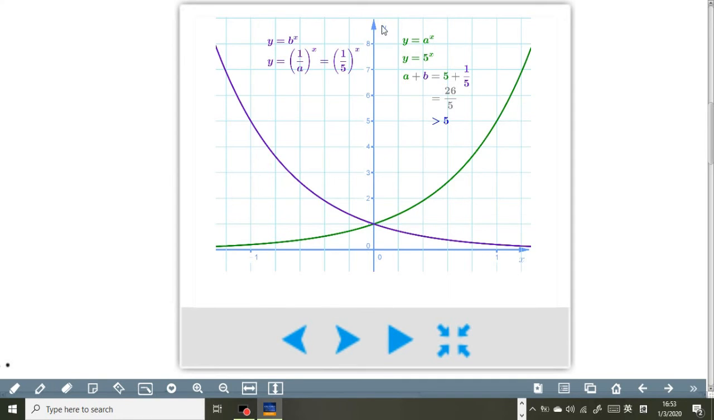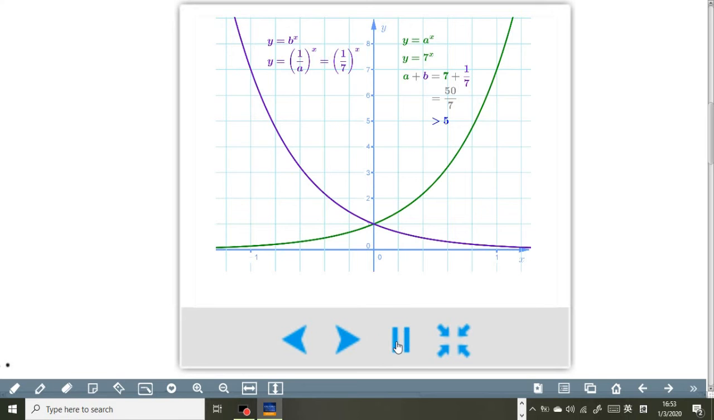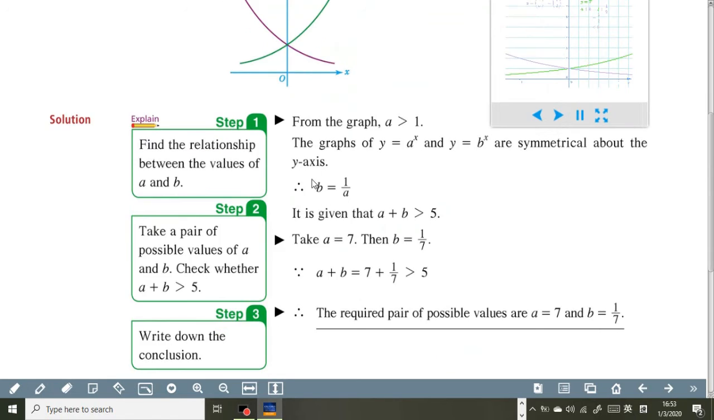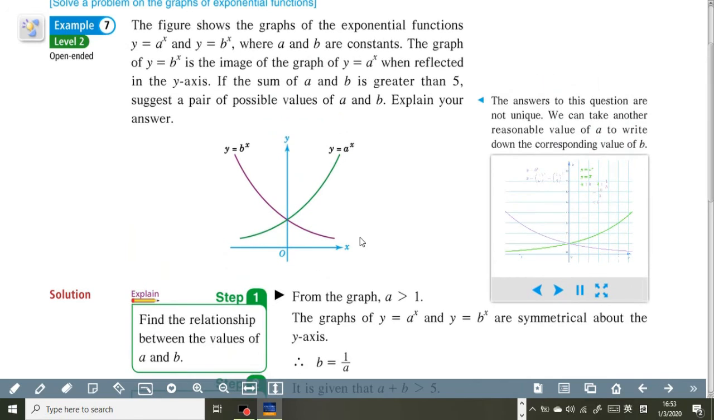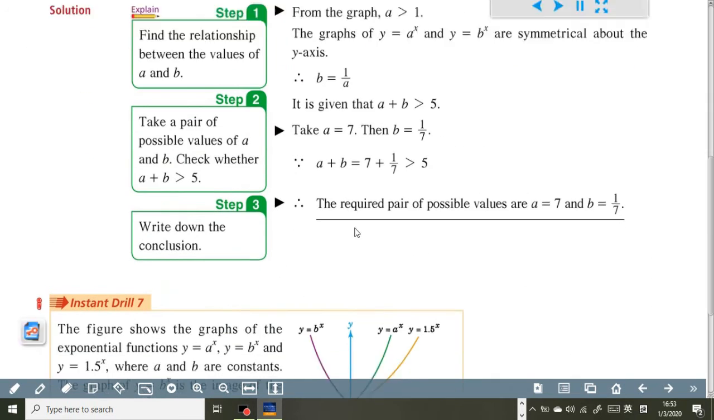The next step, when a is 5 and b is 1 over 5, they add up to greater than 5. The next, 6, is also okay, and 7 is also okay. So we just take one pair of them that satisfies the condition, so you can take 7. In this question, you can also write down another pair, which is 6 and 1 over 6.